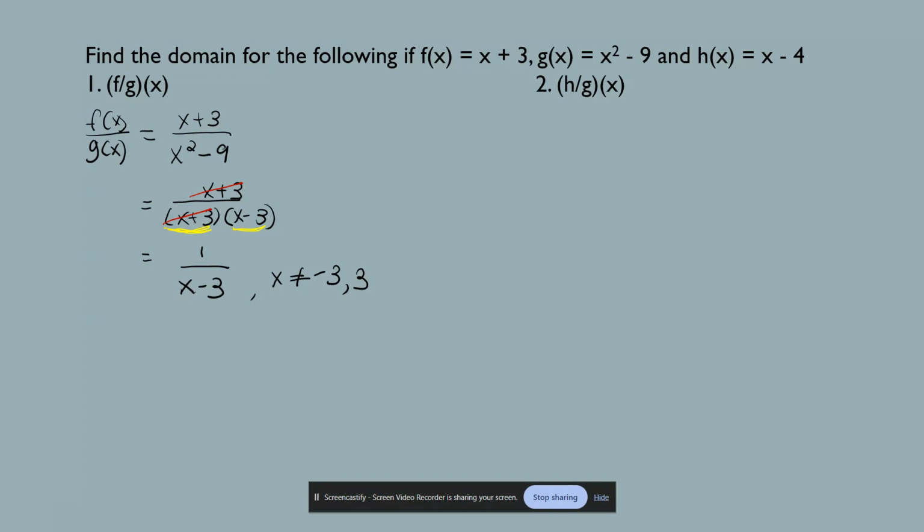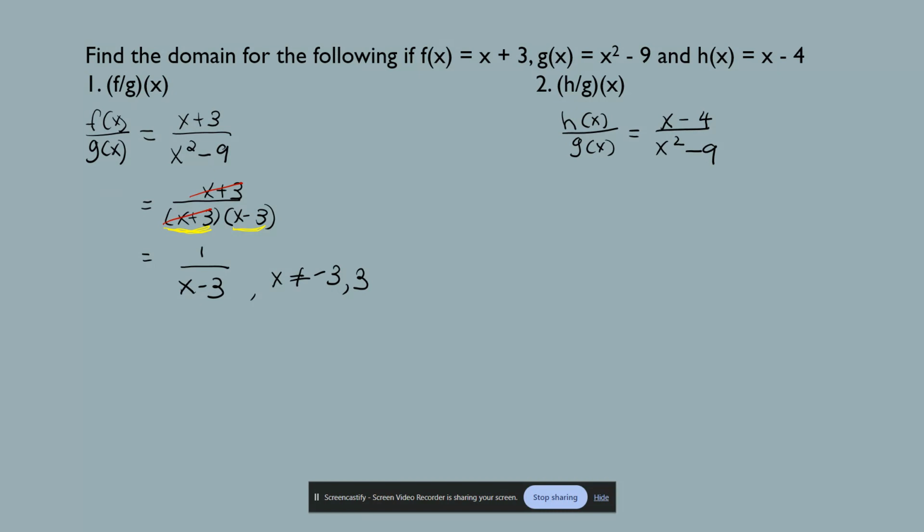Now let's look at this second question here. They're telling you h over g of x, which I'm going to break down as h of x over g of x. So h of x, I can rewrite as x minus 4, and g of x, which is x squared minus 9.